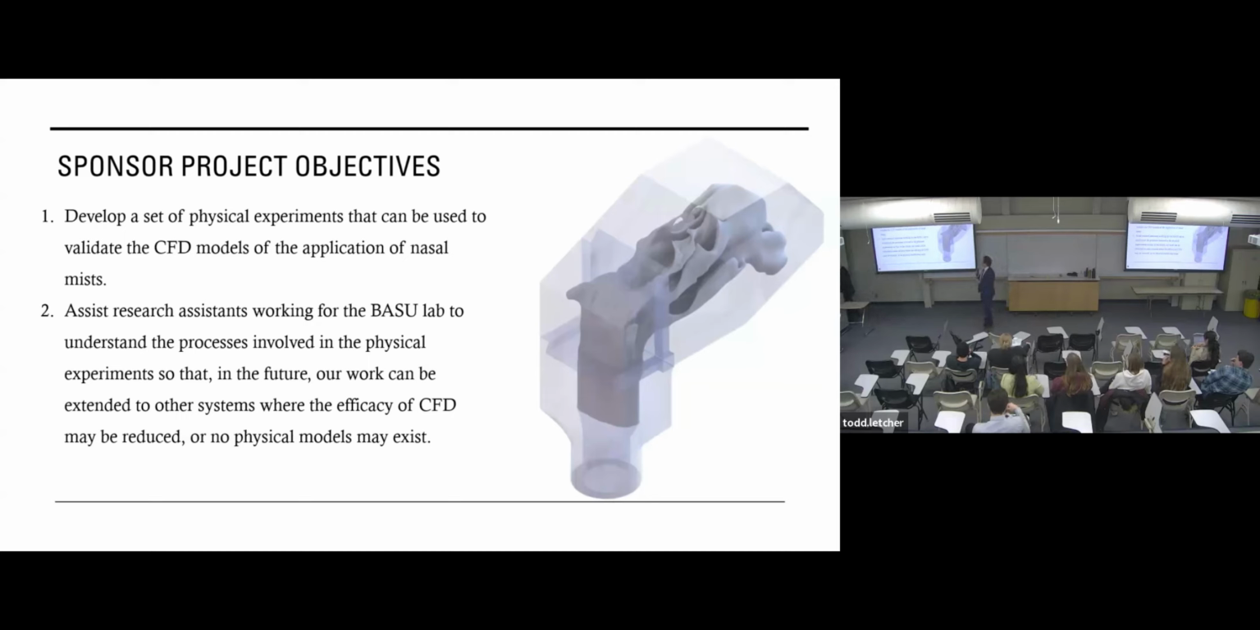So for this project, we have two main sponsor project objectives, with the first being to develop a set of physical experimental models that can be used to validate the CFD models that they have been performing research on. Those CFD models are derived from real patients' CT scans, which we are then using within our physical model. The next project objective is to assist the research assistants at the Basu lab so that they can utilize our physical models, our apparatus, and our research to continue their research and further transition into better understandings of physical models.